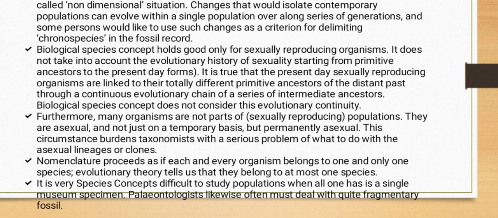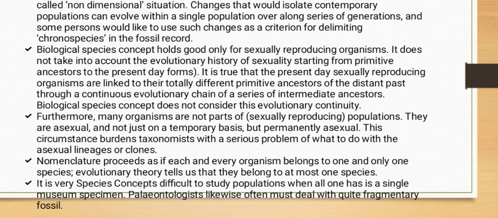It is true that present-day sexually reproducing organisms are linked to totally different primitive ancestors of the recent past through a continuous evolutionary chain, a series of intermediate ancestors. The biological species concept does not consider this evolutionary contiguity. Furthermore, many organisms are not parts of sexually reproducing populations. They are asexual, and not just on a temporary basis but permanently asexual. This circumstance burdens taxonomists with a serious problem: what to do with asexual lineages or clones.